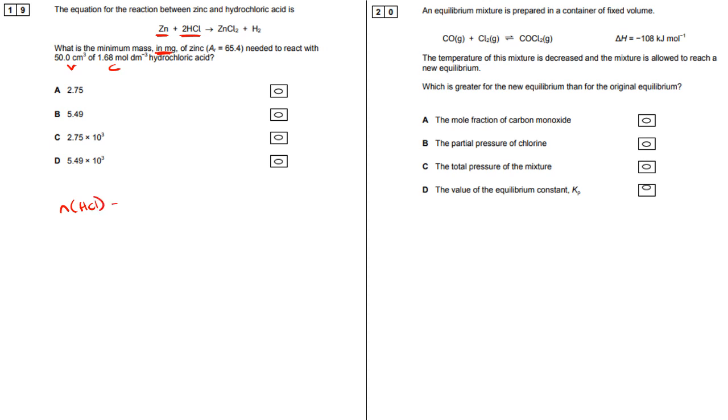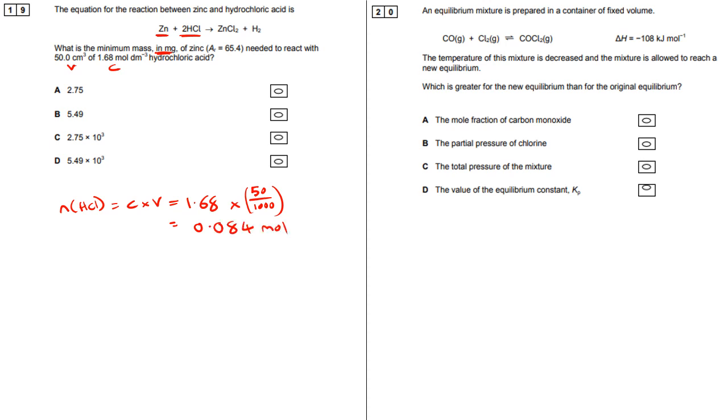Moles of HCl is worked out by doing concentration times volume. So we've got the concentration being 1.68 and we've got the volume being 50 centimeters cubed. So don't forget to divide that by 1000. So the moles of HCl there is 0.084.